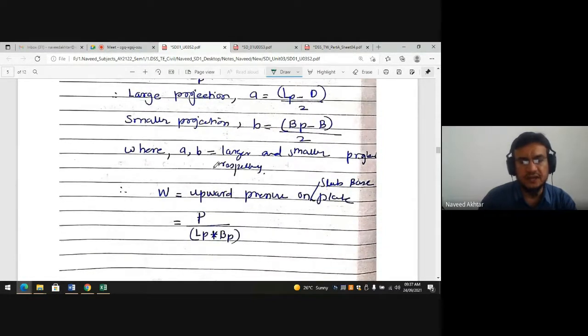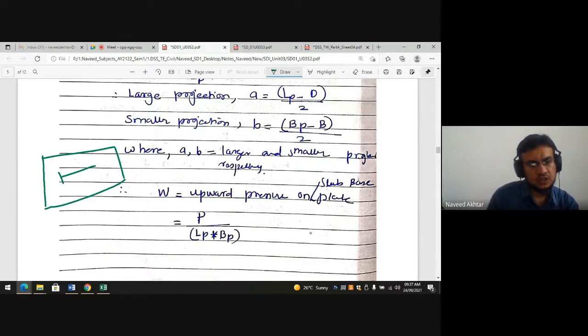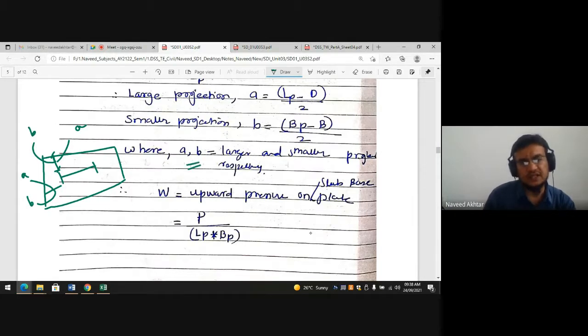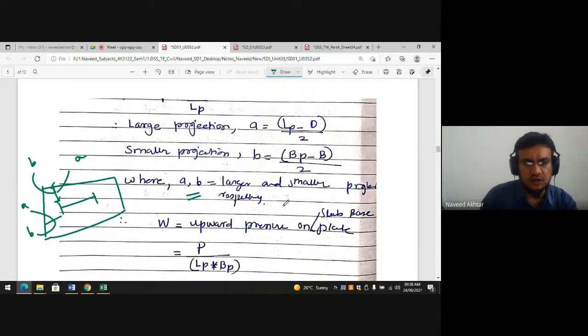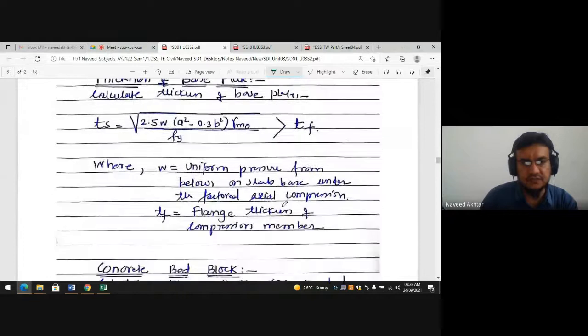Okay, where A and B are the larger and smaller projection respectively. So you know that this is your base plate, this is your column. The larger projection is called A, and the smaller projection is called B. It may be A, it may be B, it depends on the projection. So A and B are the larger and smaller projection respectively. Based on that, you can find out LP and BP, the length of plate and breadth of plate.